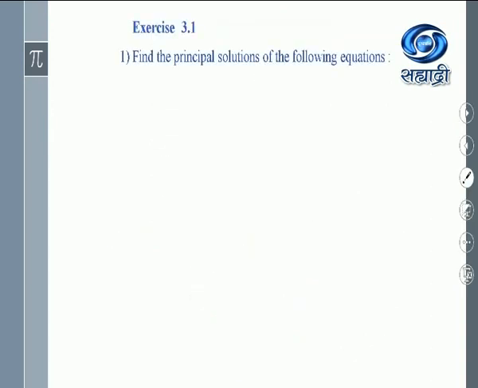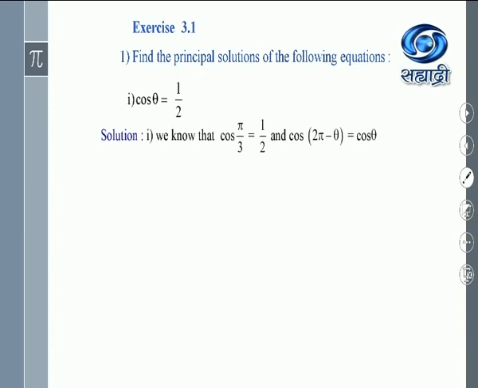Okay, so let us move to exercise 3.1. Question number 1 is, find the principal solutions of the following equations. We are finding the principal solutions of the given equations. The first subquestion is cos theta is equal to 1 upon 2. See the method of solving trigonometric equations. Try to understand the method.